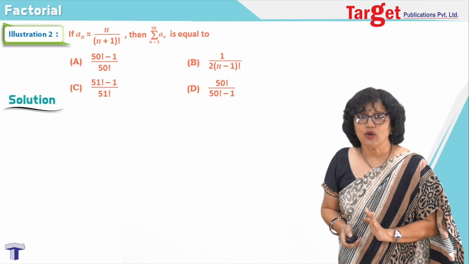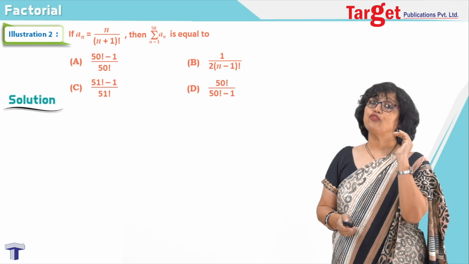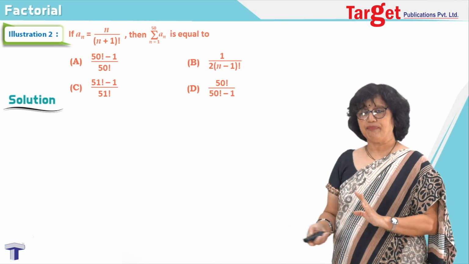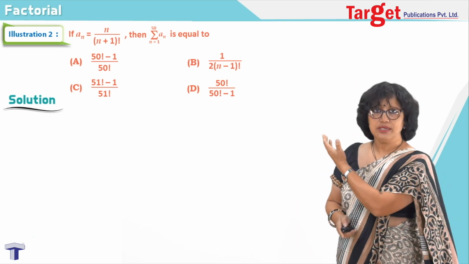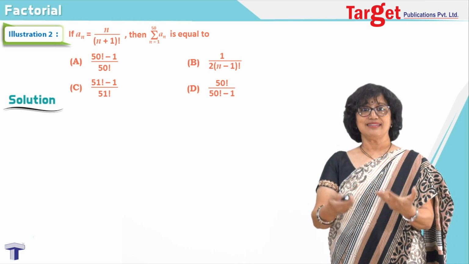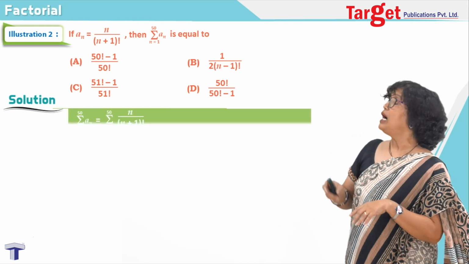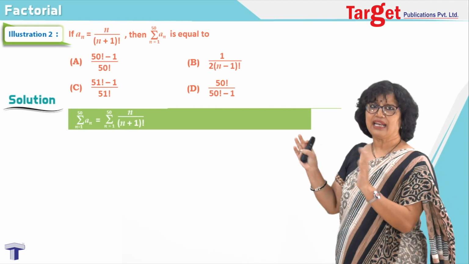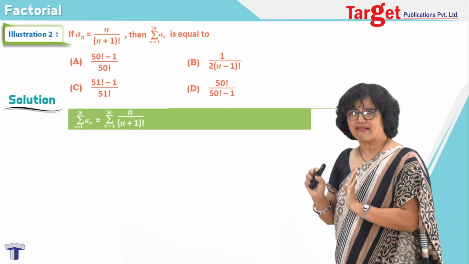So basically what we are looking for here is the answer for A1 plus A2 plus A3 up to A50, which I am writing here as sigma an. Okay. Now this was about sigma, but how do we actually start the problem? Now an is n upon (n plus 1) factorial. Then I write on both sides sigma, whatever is the required thing.